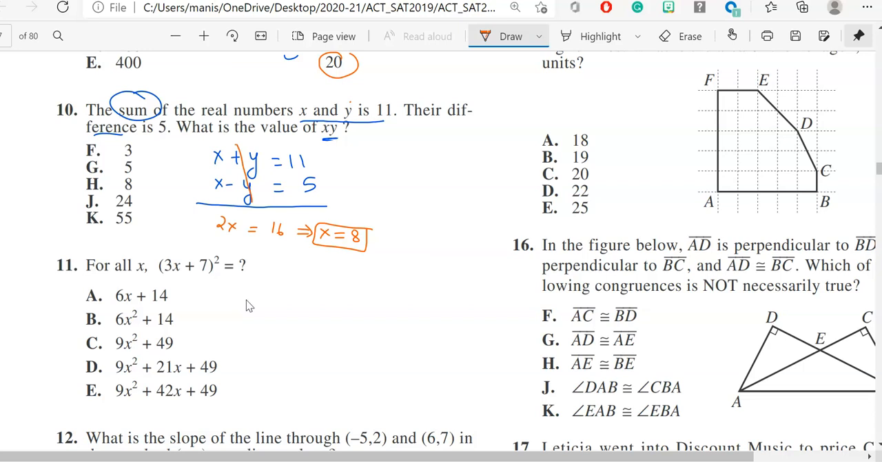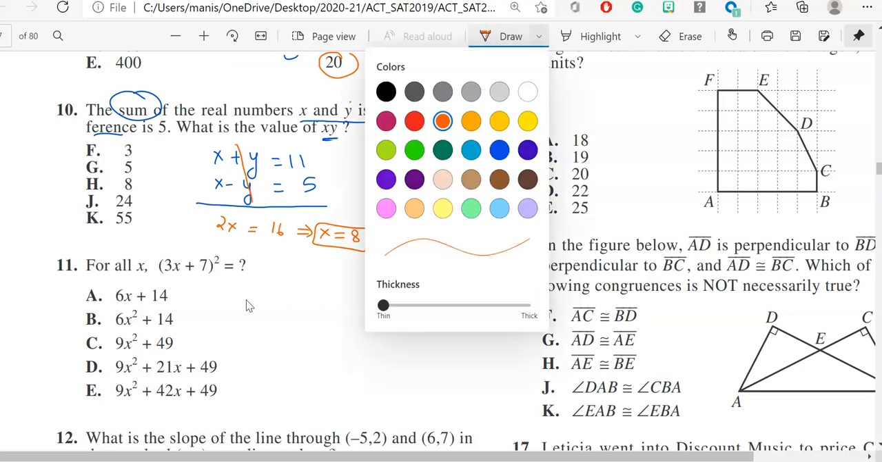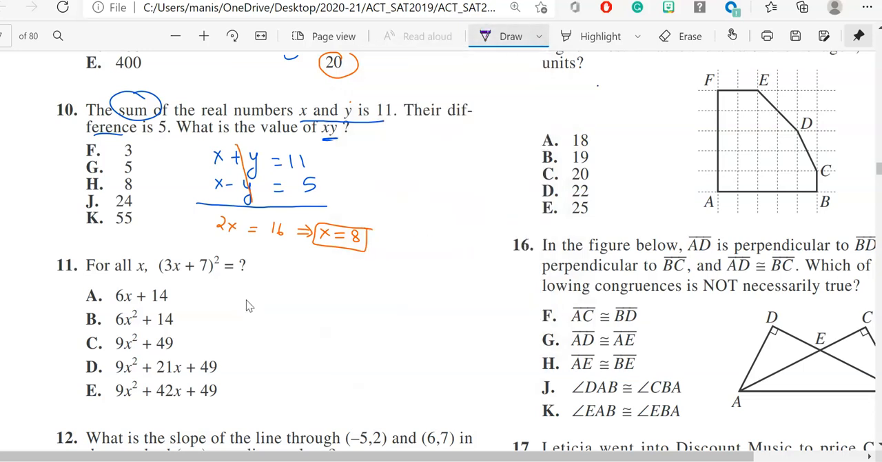So I will substitute my value of x as 8 in any of the equations. In this case, I'm using x plus y. So it will look like this: x is 8 and y I do not know. When I subtract, the value of y is 3. I got the value of y also. Now the question is asking what is x times y. So I'll write 8 times 3. That gives me 24. Choice J is the correct answer for this problem. Let's move to the next problem.